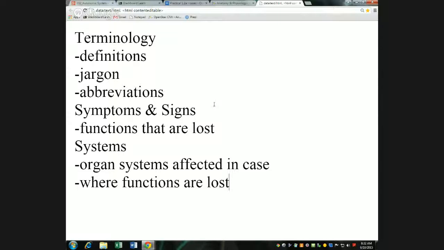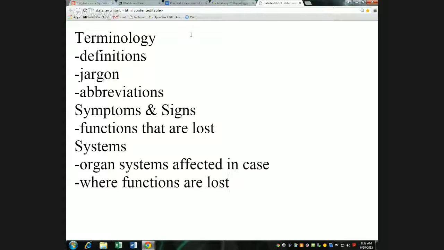Now, another way of saying anatomy and physiology is structure and function. So really that's what we're talking about here. The systems are the structures that are affected. The symptoms and signs illustrate the functions that are lost. So in looking at that, we're really looking at the underlying anatomy and physiology that the case has to do with. Okay. So that's sort of the framework I'm saying that you should approach these cases with.